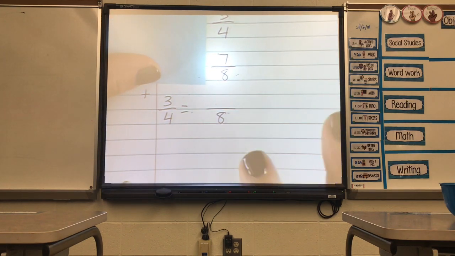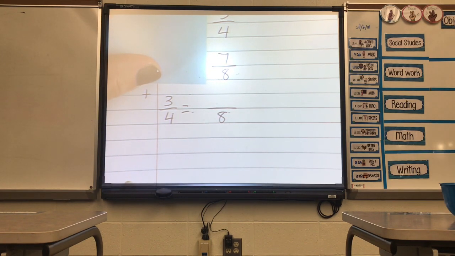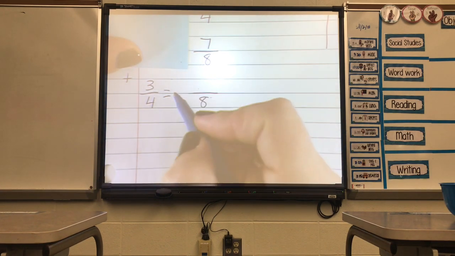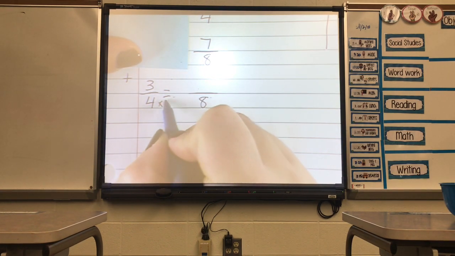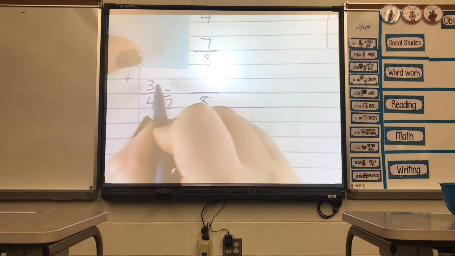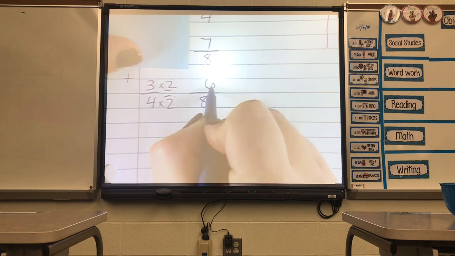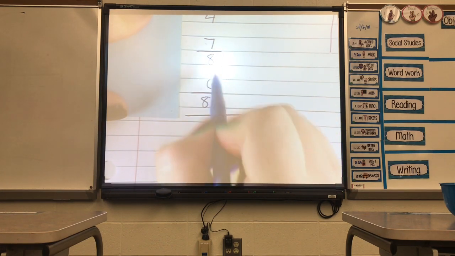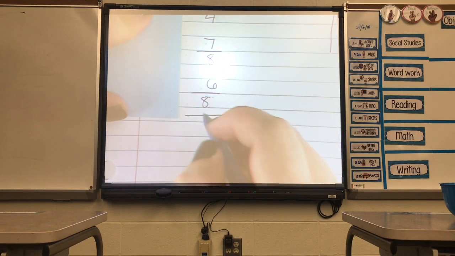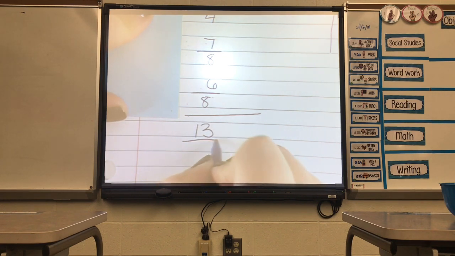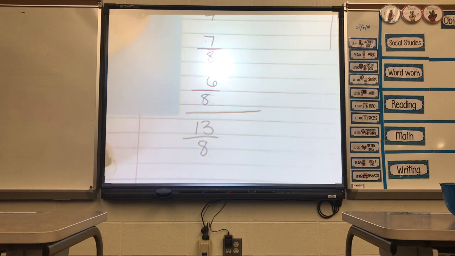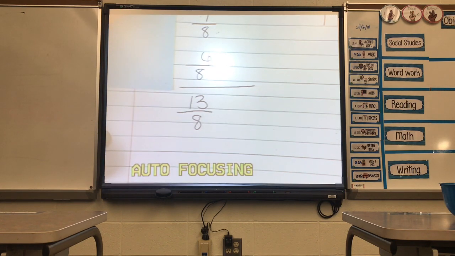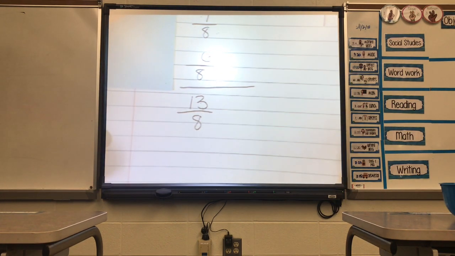Step number 5 says to multiply, step number 6, multiply the second fraction. So I need to now figure out what we have here. So 4 times 2 is 8. So 3 times 2 is 6. And I am adding 7 plus 6 is 13. And my denominator stays 8. So this is an improper fraction. I call it a bobblehead. The head is way too big for the body.